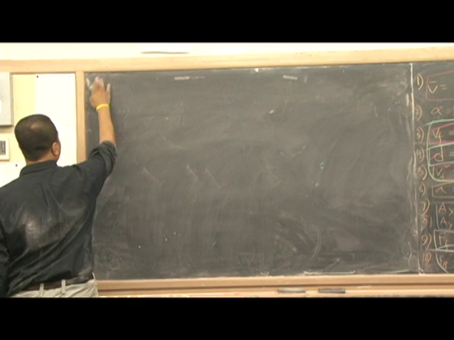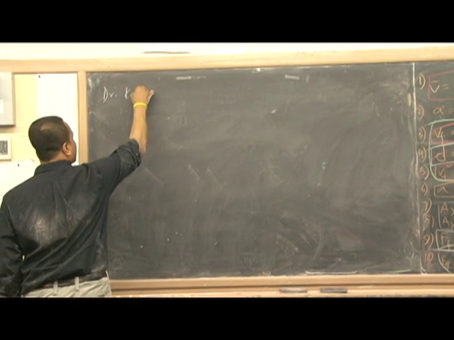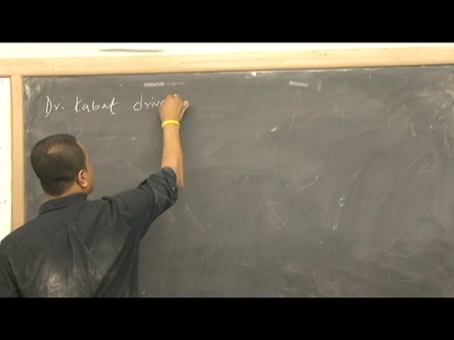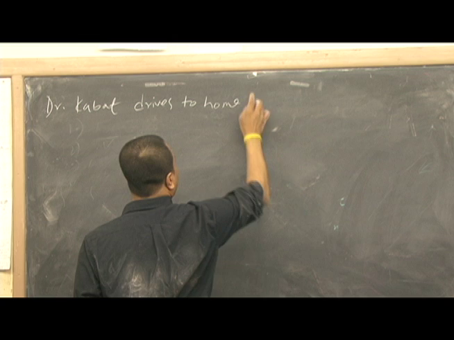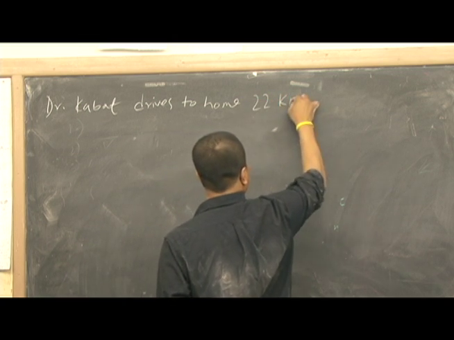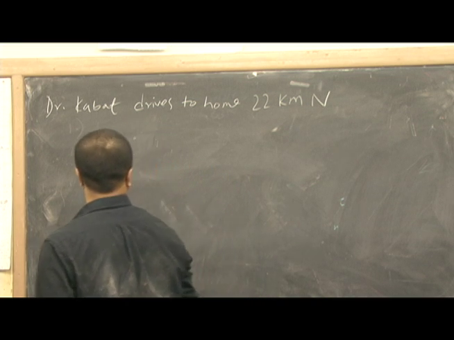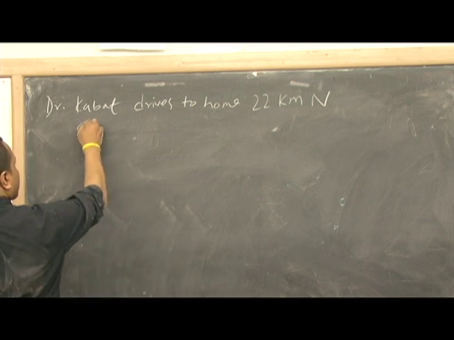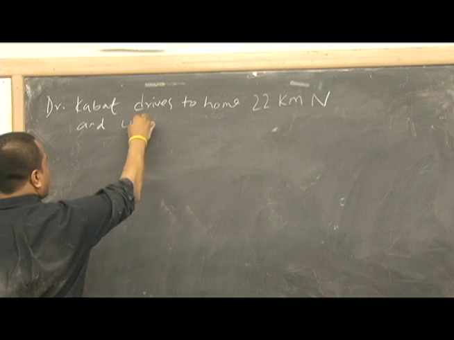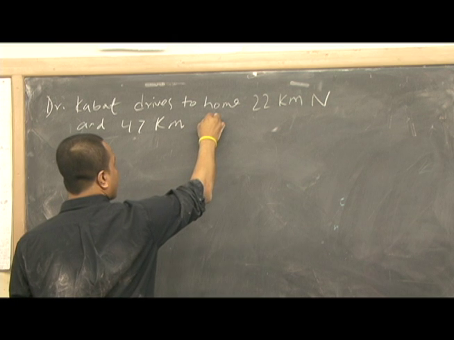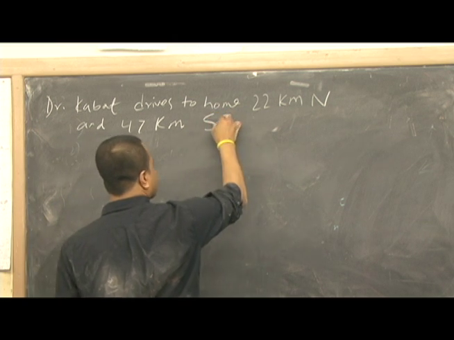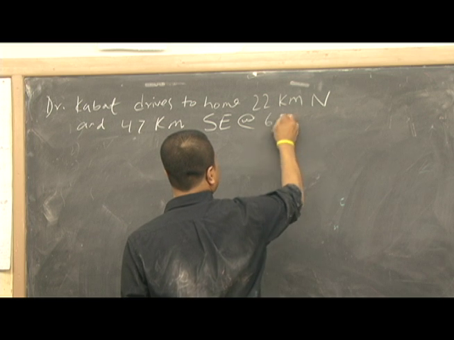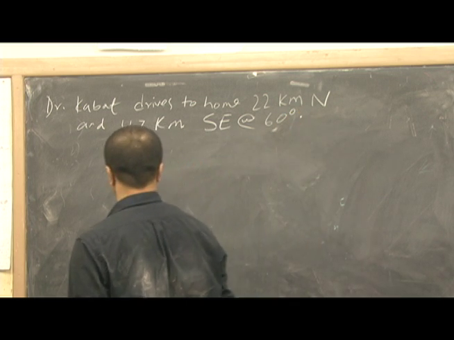Maybe this time not Dr. Kaku, maybe Dr. Kavat. Dr. Kavat drives to home 22 kilometer north, and then 47 kilometer maybe southeast at maybe 60 degree. Okay, so find his displacement.